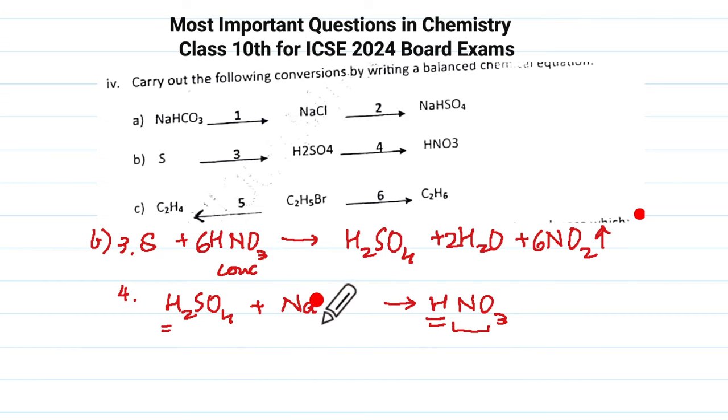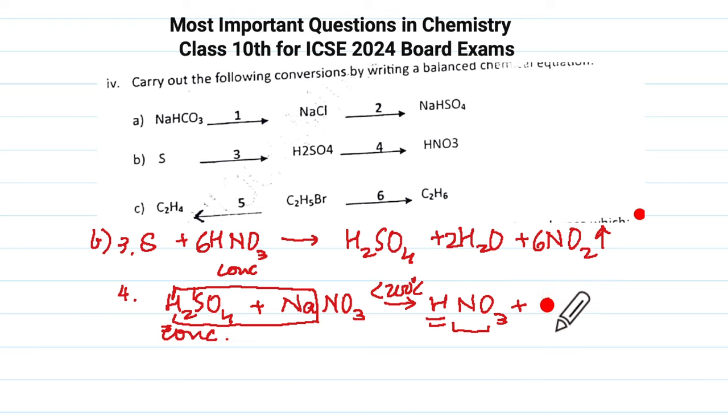So we can take KNO3 or NaNO3, sodium or potassium nitrate. But here we will have conc. H2SO4 at less than 200 degrees C, and that will give us NaHSO4 and HNO3, which will be this H and this NO3. This is the lab preparation of HNO3 reaction.